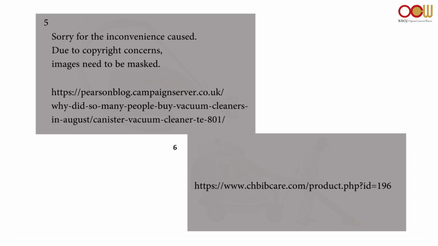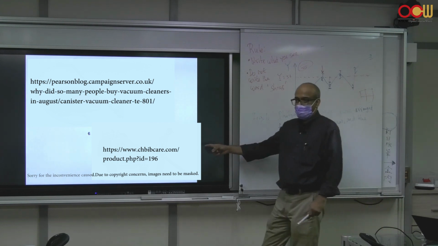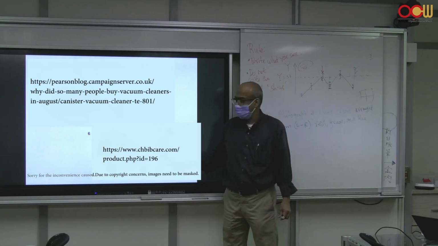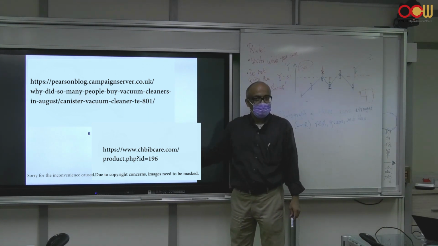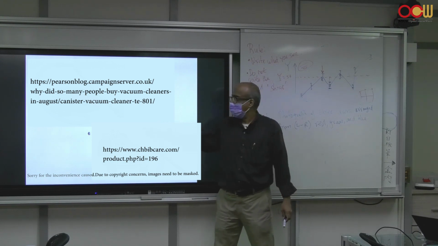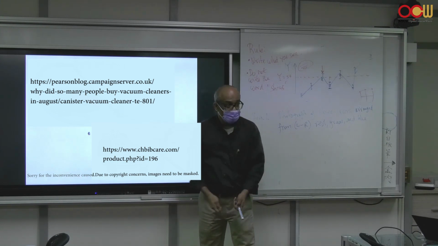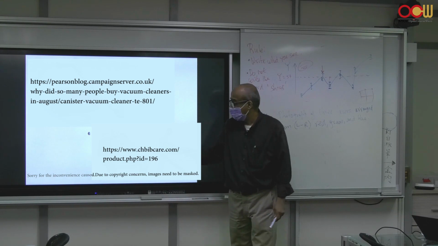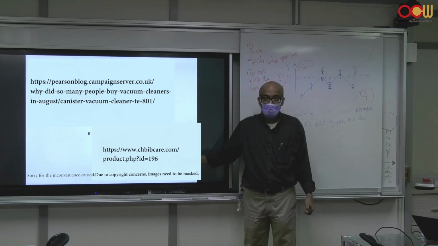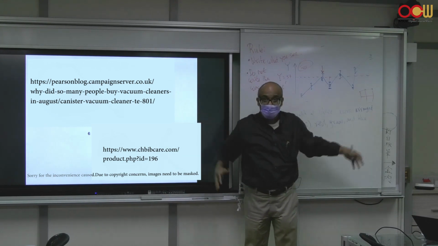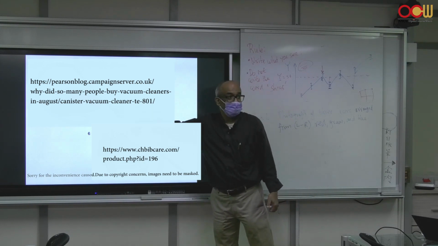What is number 5 and what is number 6? What is this and what is that? Same machine, but different type. This is the one that we have at home. But this is not the one at home. This is the industrial, the big one. How will you write it?